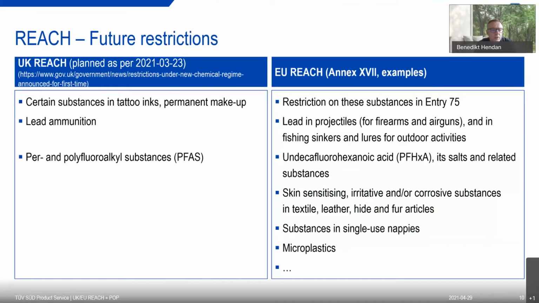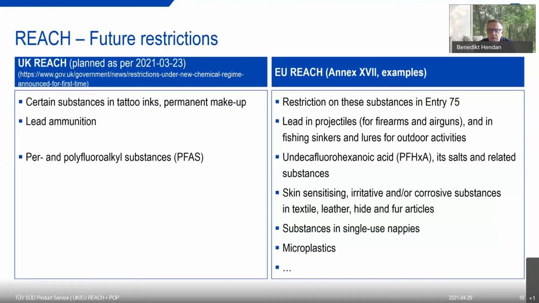And the third project, which is under review and under development by the UK, concerns per- and polyfluoroalkyl substances, PFASs. Some of the substances that belong to this group, such as PFOA or PFOS, are already regulated either under REACH or under POP regulation. This is valid for the UK and for the EU. But currently the EU is focusing on a further kind of PFAS, undecafluorohexanoic acid, its salts and related substances. So this is also PFAS, but a particular group within PFAS. So there seem to be, or could be, differences between the regulations concerning PFASs in the EU and the UK.